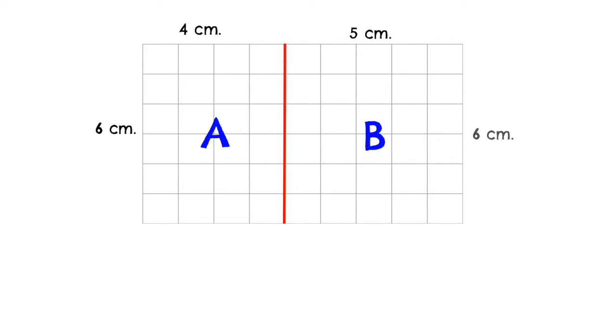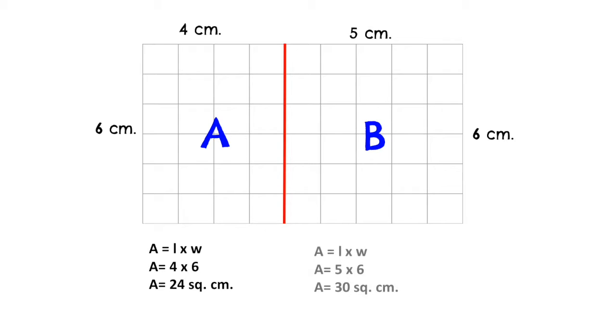Rectangle A's length is 4 centimeters and width is 6 centimeters. I use my equation length times width and multiply to find the area. 4 times 6 equals 24, which means the area of rectangle A is 24 square centimeters. Rectangle B has a length of 5 centimeters and has a width of 6 centimeters. I use my equation length times width, multiply 5 times 6, and get 30. So the area of rectangle B is 30 square centimeters.